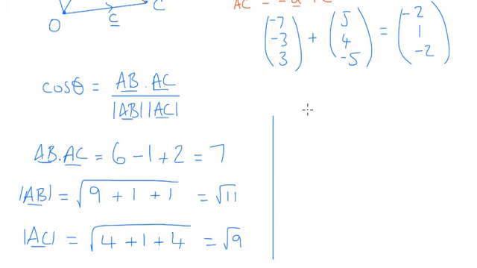So finally, to find the angle, we're going to just do this. So cos theta is equal to 7 over root 11 times root 9, which on my calculator, I'm going to find this in degrees. You can find it in radians. It didn't specify in the question. It doesn't matter how you give your answer. Inverse cos that gives me 45.3.